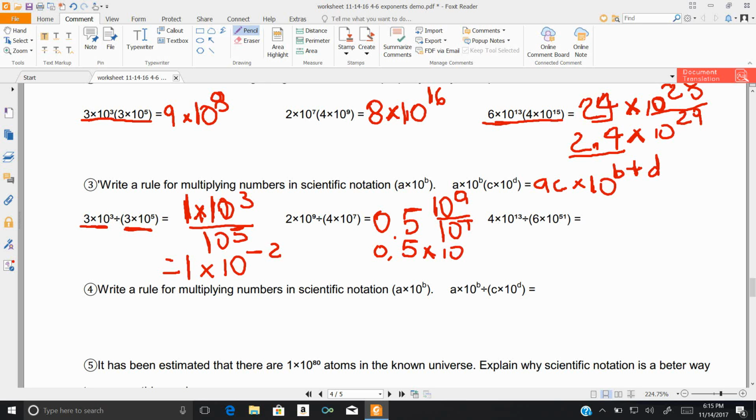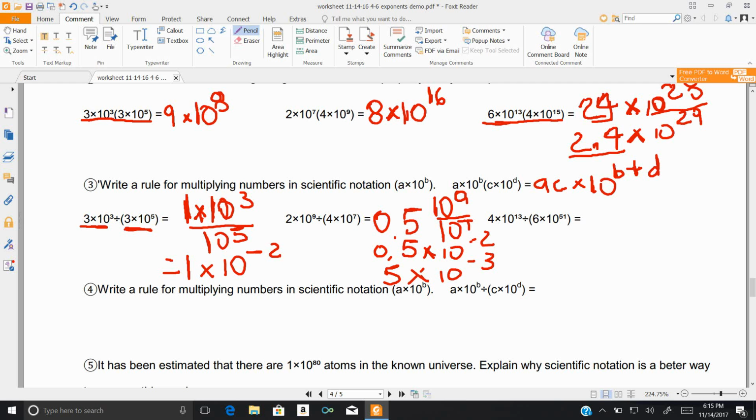Times 10 to the minus 2. So I multiply this by 10. I multiply the 0.5 by 10, but that means I have to divide by another 10. So I actually get 5 times 10 to the minus 3 to be in correct scientific notation.